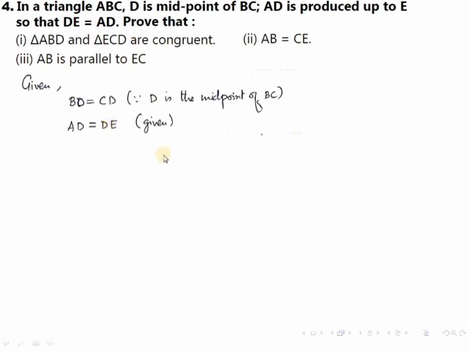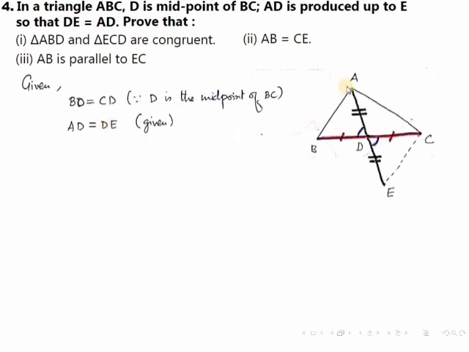Now let's draw the diagram. Okay, so my diagram looks somewhat like this. See here carefully. So BC is there and D is the midpoint, so that's why BD and DC or CD, they are equal to each other. Okay, now the next thing that we have here is, it is given that DE. So when you produce AD up to E, remember, produce means to extend.